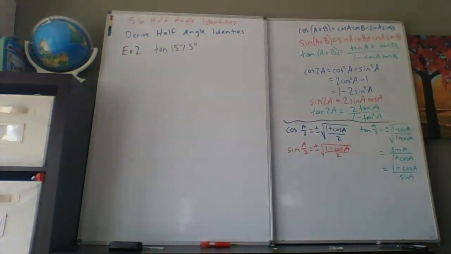Example 2, find the exact value of tangent of 157.5 degrees using half angle identities. You might want to push pause and give this one a try.